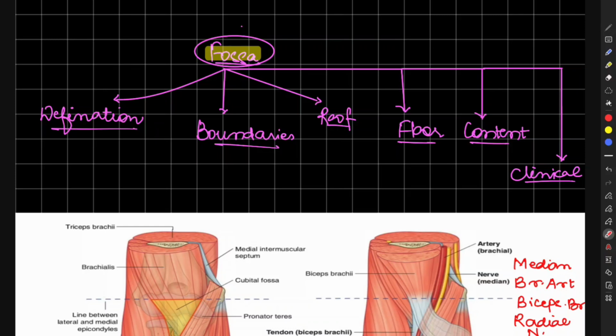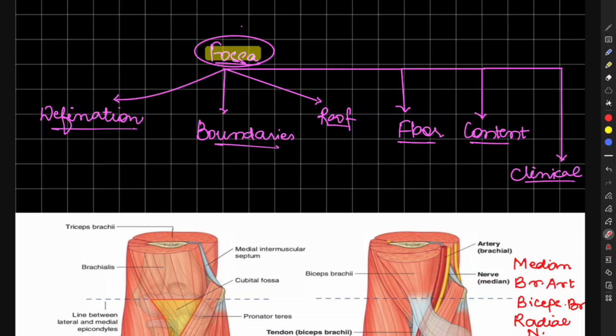The upcoming video will be regarding the forearm and the hand, because for the back of the arm, for the posterior compartment, you just have to remember the triceps brachii muscle, which I've already covered in the muscles chapter.